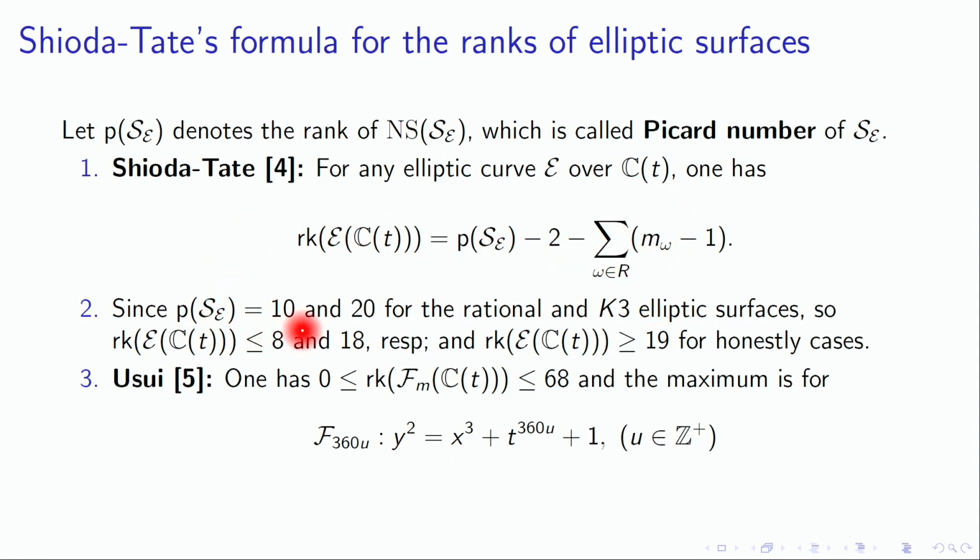Since for rational and K3 surfaces we have Picard numbers 10 and 20, the Mordell-Weil rank of this group can be less than or equal to 8 and 18, respectively, for rational and K3 surfaces. For other cases, we have larger ranks. But up to now, the largest known family is for the Shioda curve with the power 316, I mean, some multiple of this number.